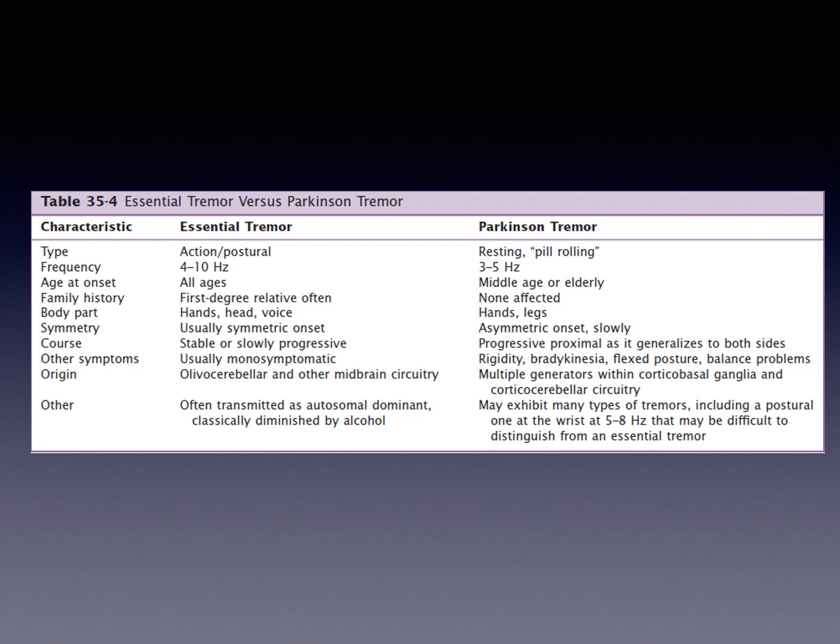Body part: essential tremor can involve the hands, head, and voice. However, Parkinsonian tremor mostly involves the hands and legs. Symmetry: usually symmetric onset in essential tremor, whereas Parkinsonian tremor is typically asymmetric and slow. The course in essential tremor is stable or slowly progressive. However, Parkinsonian tremor is progressive, proximal as it generalizes to both sides, associated with other features like rigidity, bradykinesia, fixed posture, balance problems, and so on. And you can go over the rest of the features in the table.